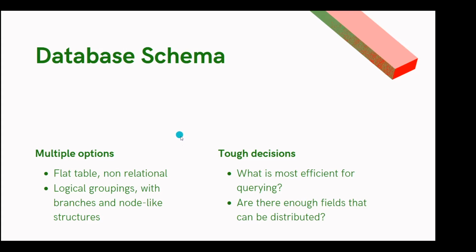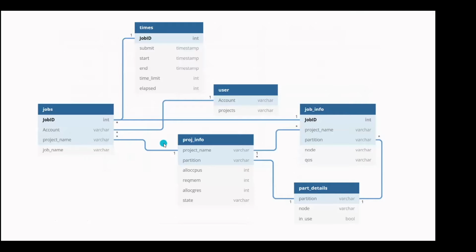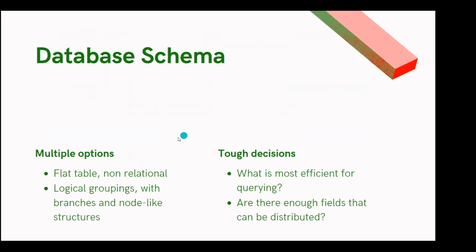And coming up with this led to some tougher decisions. Let's just go back to the database we came up with. The questions we had to ask ourselves were, what's the most efficient format or linkages we can use for querying? If we're going to be running this with a lot of records, it might slow down the process. And there are enough fields in the data that can be distributed into different nodes.